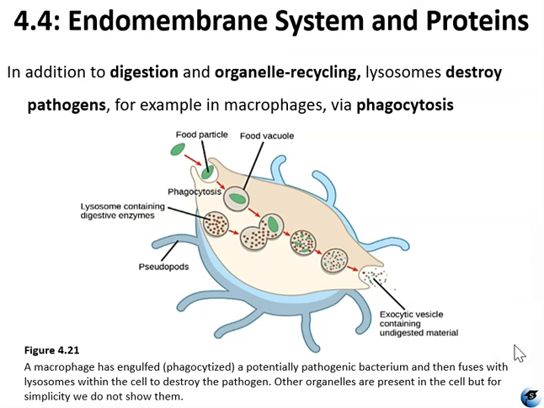This figure 4.21 shows phagocytosis. You'll hear me call it phagocytosis and phagocytosis. It's the same thing. But phagocytosis is when a macrophage engulfs a potentially pathogenic bacterium and it fuses with lysosomes within the cell, and the lysosomes then destroy the potential pathogen. So in this way, lysosomes are not only aiding in digestion and organelle recycling, but also in cell immunity.